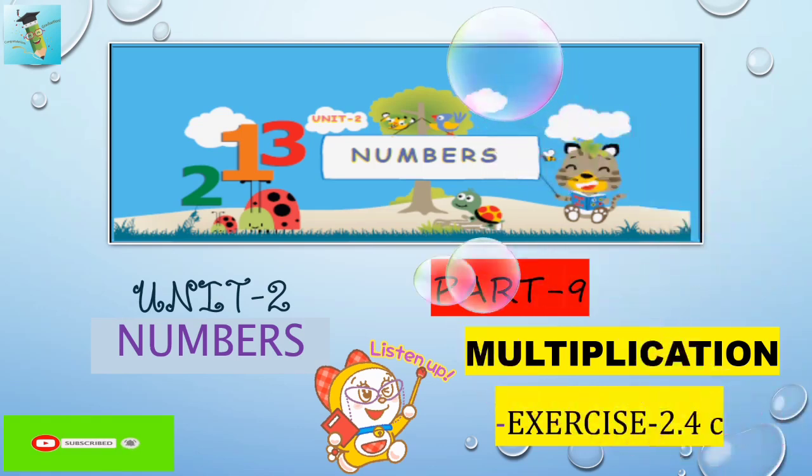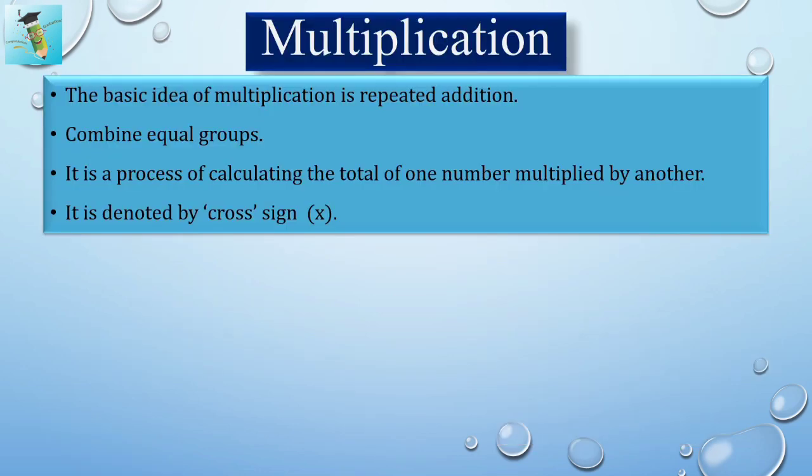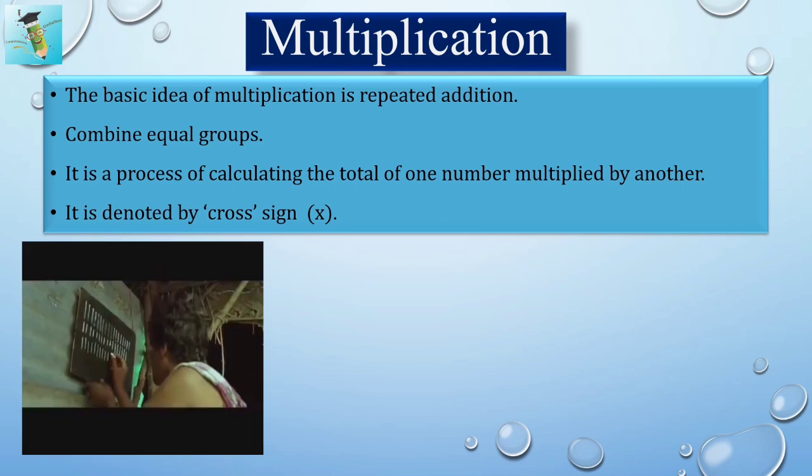In this video, we are going to learn about multiplication and exercise 2.4c. Multiplication. Let us see the definition first. The basic idea of multiplication is repeated addition. Combine equal groups. It is the process of calculating the total of one number multiplied by another. It is denoted by the cross sign. Let us explain with an example.